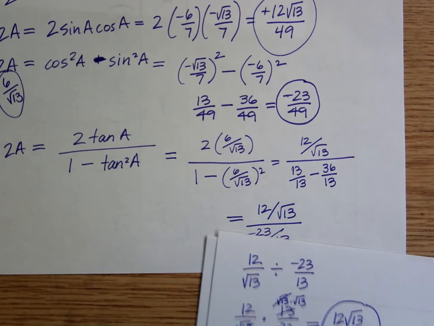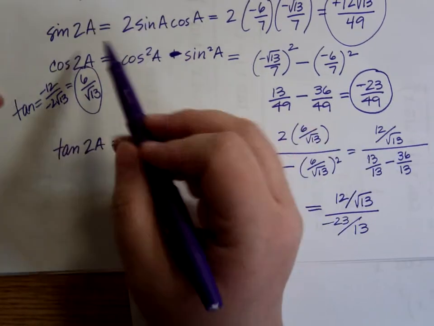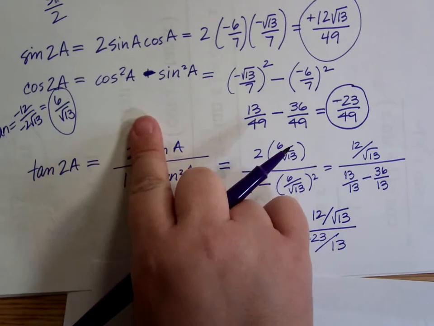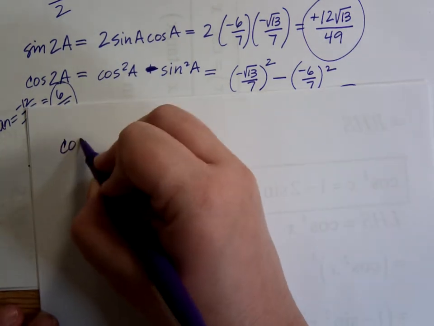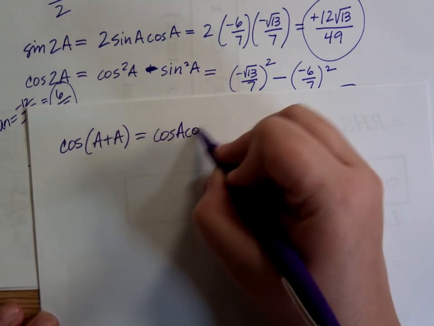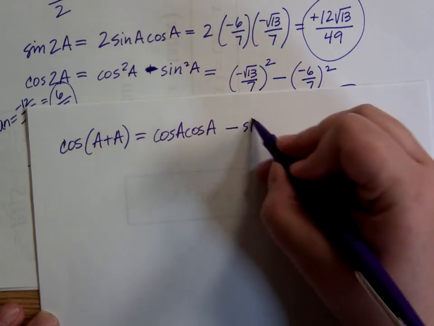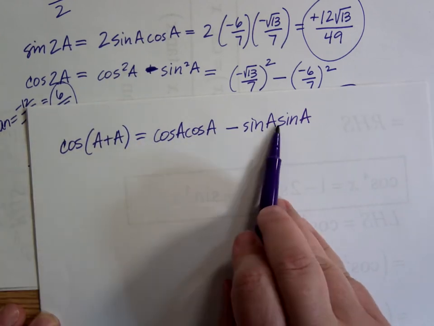Next, by the way, if I didn't know which formula it is, what can I do? If I remember the sum formula for cosine, that's where this comes from, and I could always figure it out again. I could say cosine of 2A is the same as cosine of A plus A, which is cosine A cosine A minus sine A sine A. And look what we have here: cosine A squared minus sine A squared. So there are ways to figure it out if you forget the formula.